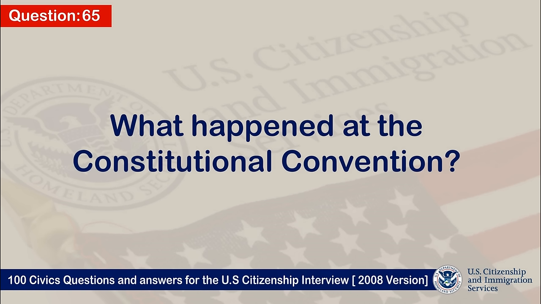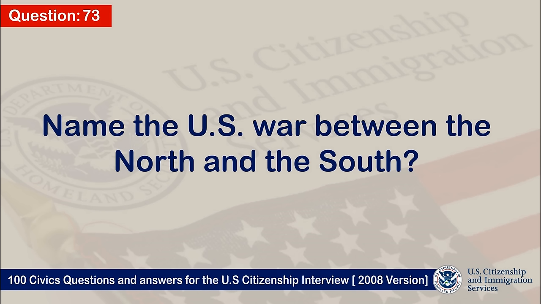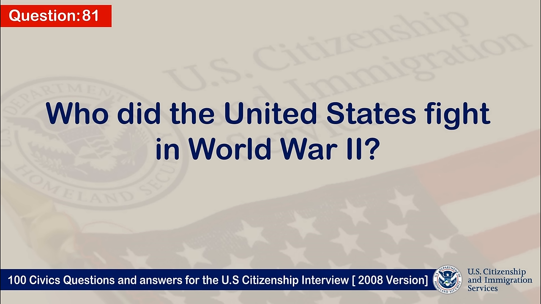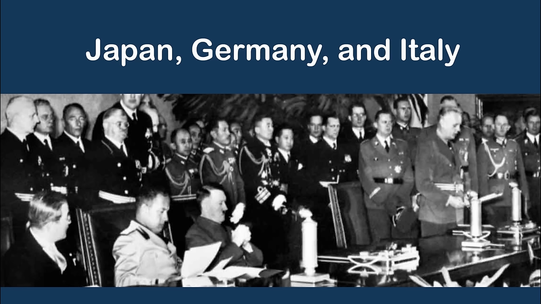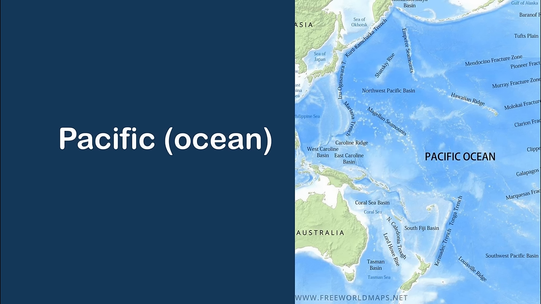What happened at the Constitutional Convention? The Constitution was written. Name the U.S. war between the North and the South. Civil War. Who did the United States fight in World War II? Japan, Germany, and Italy. What ocean is on the west coast of the United States? Pacific Ocean.